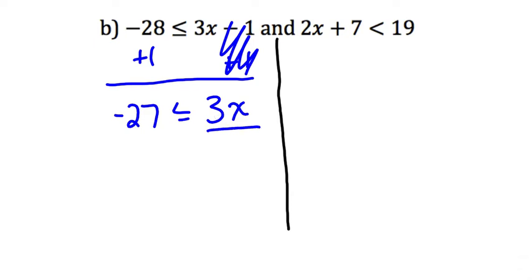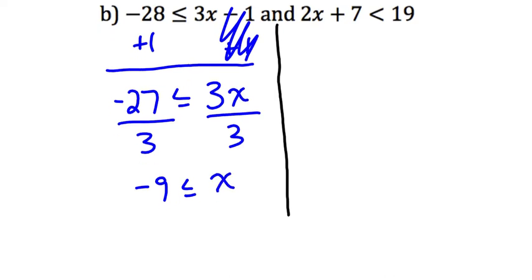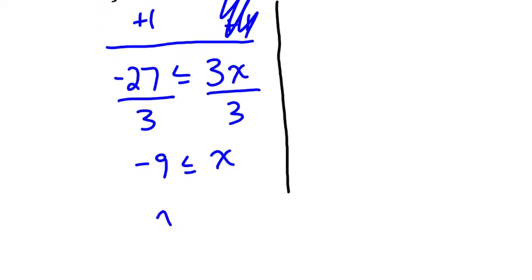Now we will divide by 3 to get the x by itself, divide by 3, and we end up with negative 9 is less than or equal to x. Which you could also rewrite as x is greater than or equal to negative 9 if you choose, but we don't need to do that, and I'll show you why when we're finished.